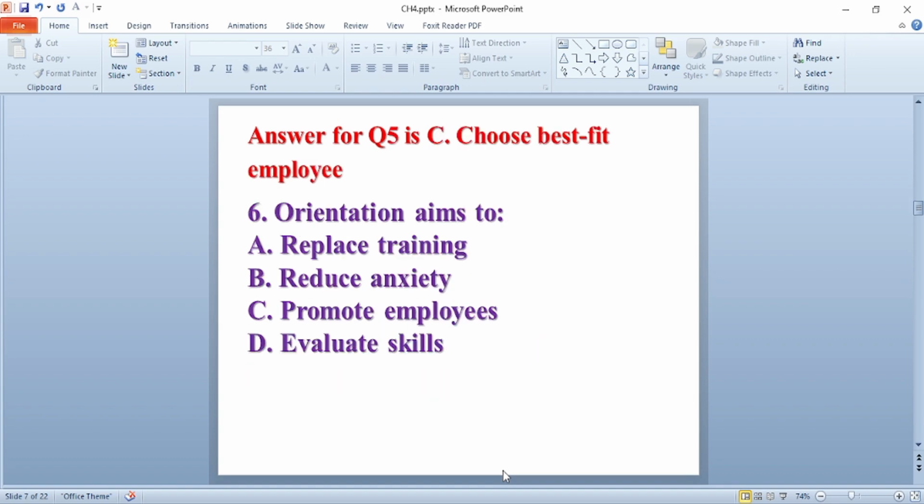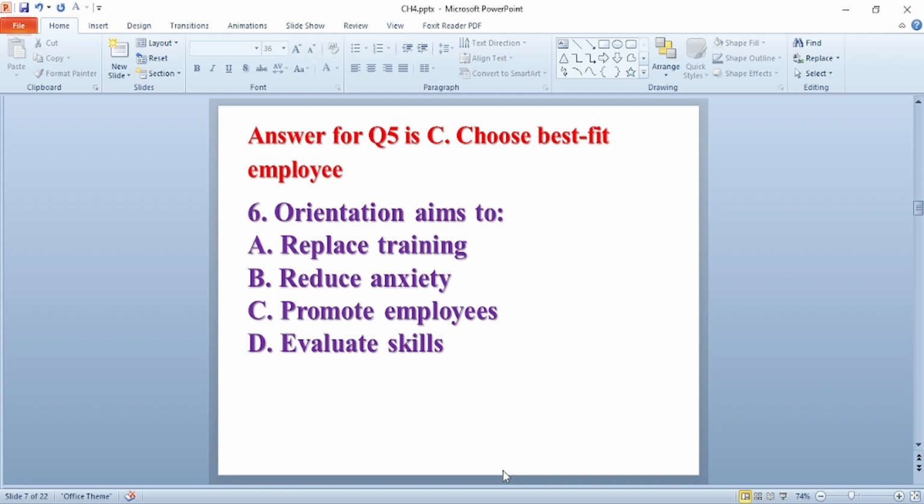Question number 6. Orientation aims to dash. A. Replace training. B. Reduce anxiety. C. Promote employees. D. Evaluate skills. Answer for this question is B. Reduce anxiety.